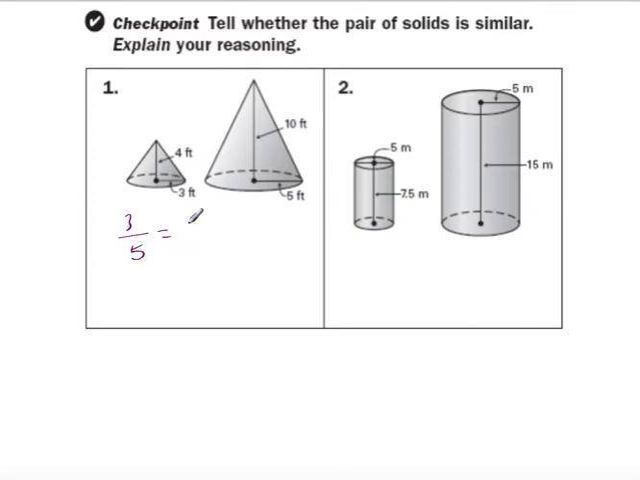And that should be equal to the height of the small over the height of the big one if they are going to be similar. And 3 to 5 does not equal 4 to 10. So since these are not equal, they are not similar.